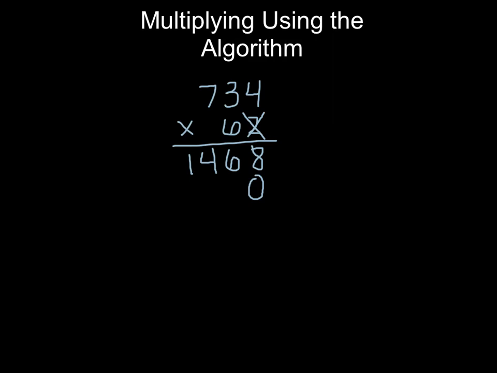Okay, so now I'm going to do 6 times 4, 6 times 3, and 6 times 7. So 6 times 4 is 24. I have to regroup the 2. 6 times 3 is 18, 19, 20, because I have to add those 2 up there. Regroup the 2. 6 times 7 is 42, plus 2 more, 44. Did I do that right? Looks right to me. Add these together.